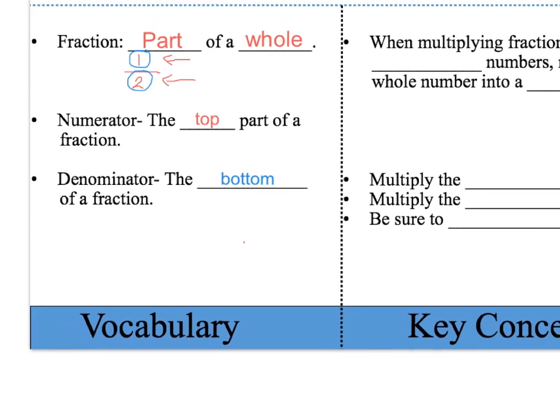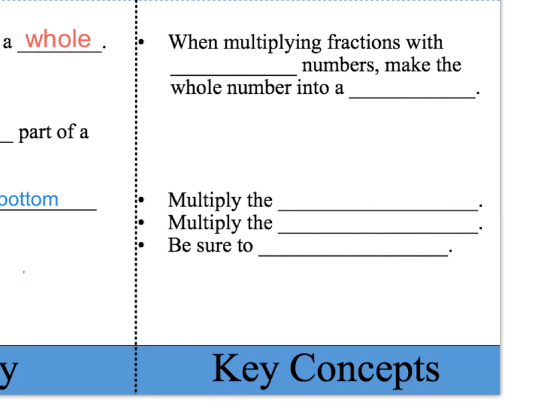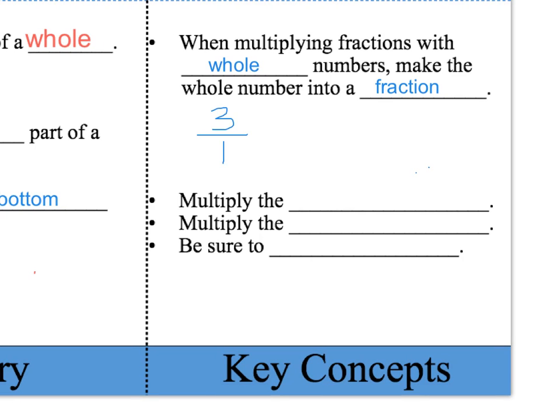So on the right hand side we can talk about some of the key concepts for this lesson. Our first key concept says when multiplying fractions with whole numbers, make the whole number into a fraction. Basically what that means is, say I have a number like 3. That is a whole number. If you want to make any whole number look like a fraction, you just have to give yourself a division bar and place a 1 right below it. So 3 over 1 is the same thing as 3. All you did was make it into a fraction.